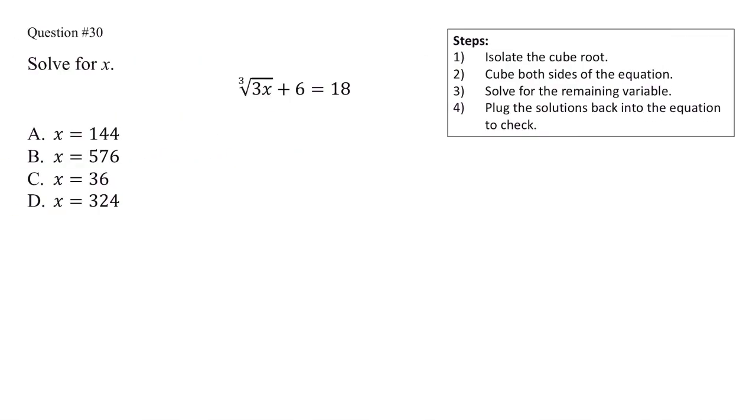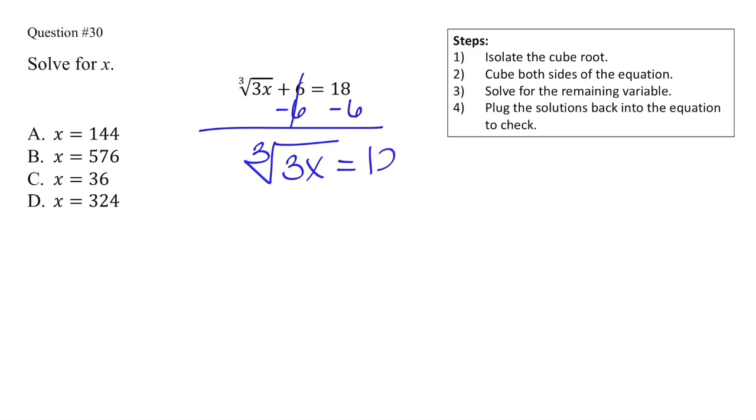So here it wants us to solve for x. We have a cube root equation. Whenever we have a cube root equation, we want to start off by isolating the cube root. So I'm going to do that by subtracting 6 from both sides. Now I have the cube root of 3x equals 18 minus 6, which is 12. Now I need to undo the cube root by cubing both sides. So I have 3x equals, and then 12 cubed. I'm going to do that on my calculator. 12 to the third power, that is 1728.